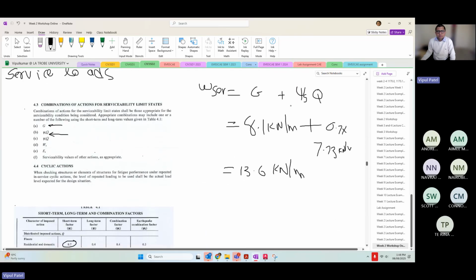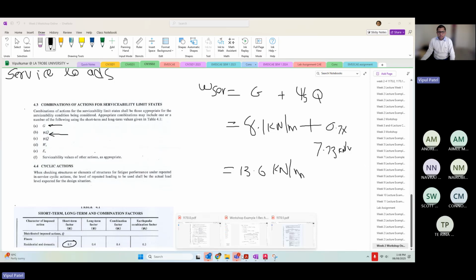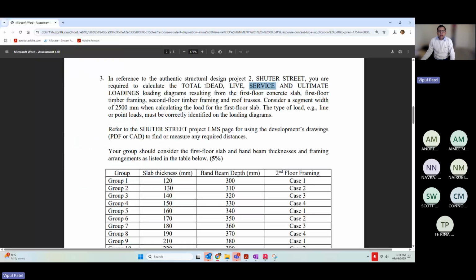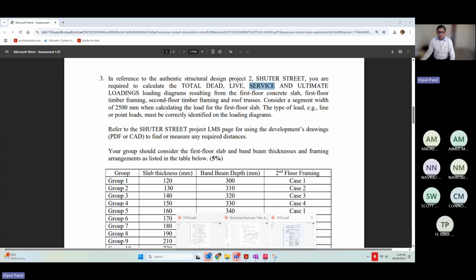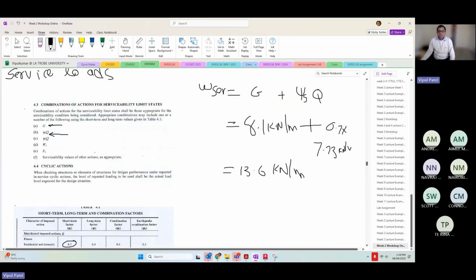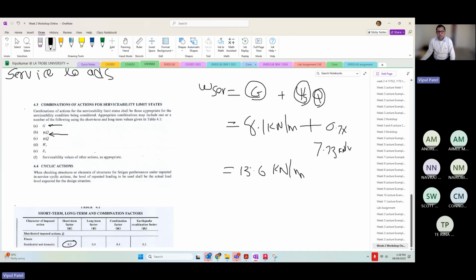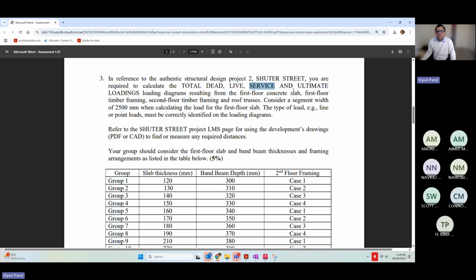You refer to this G plus this Q, as this is your dead load and live load. Total dead load, total live load, because you already calculated total dead load and live load, right? You calculated total dead load and total live load, and then use the service load equation, which is basically this G plus this Q. You can take these factors from here, referencing, and that's pretty much service load.